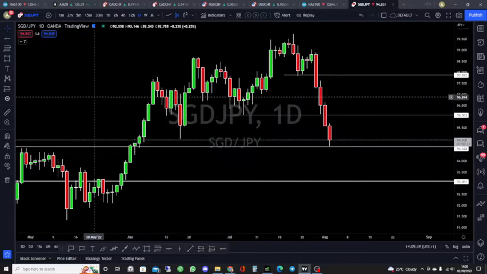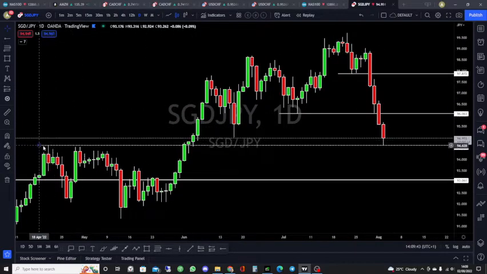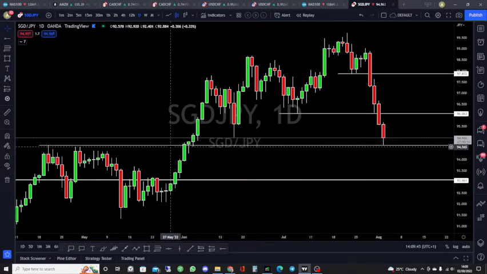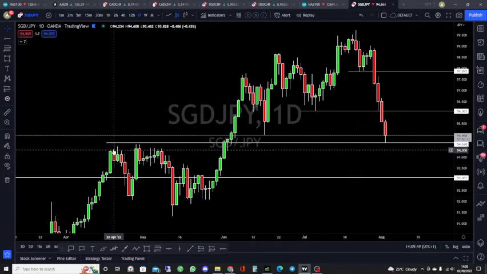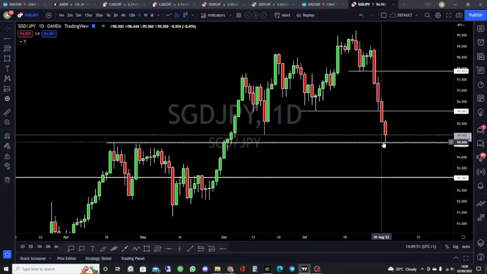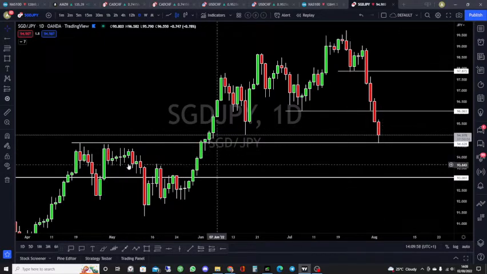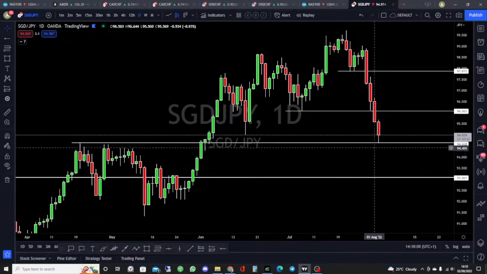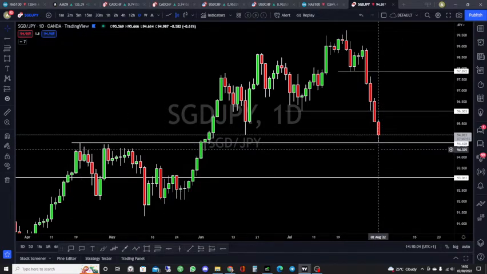This one here, Singapore dollar, Japanese yen. I had this line in here from a long time ago. I've had this line in here, and look what it did. This high and this low, exactly almost to the pip. And this is on a daily chart, it's not even like a 5-minute or 1 hour chart. This is on the daily chart, and look how close they came. That's probably about the same level.